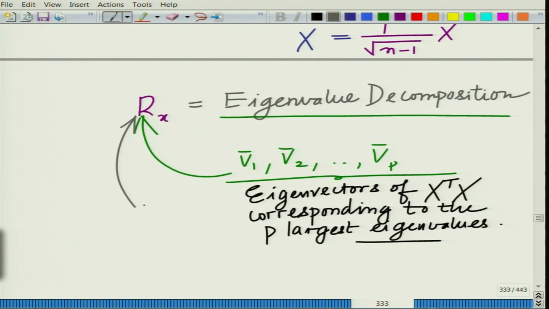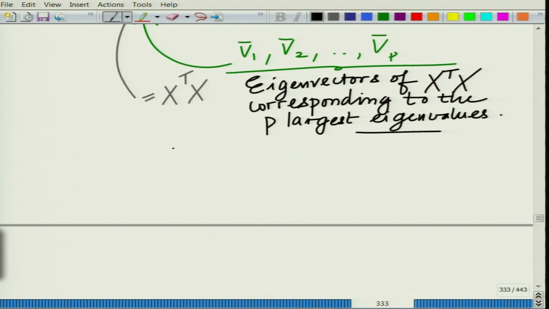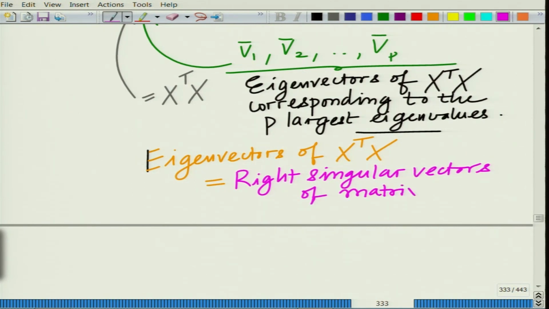Now recall Rx is equal to x transpose x. So, we are looking at the eigenvectors of x transpose x, but remember the eigenvectors of x transpose x are nothing but the right singular vectors of the matrix X. This is an important property. So, the property that we want to realize here is eigenvectors of x transpose x equal the right singular vectors of the matrix X.